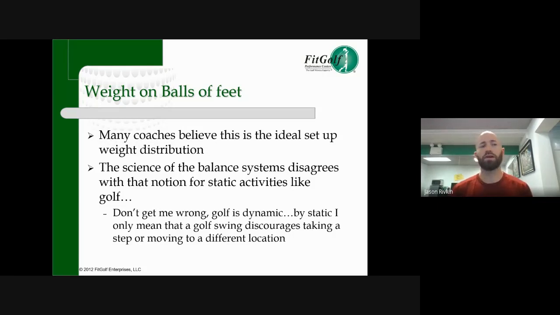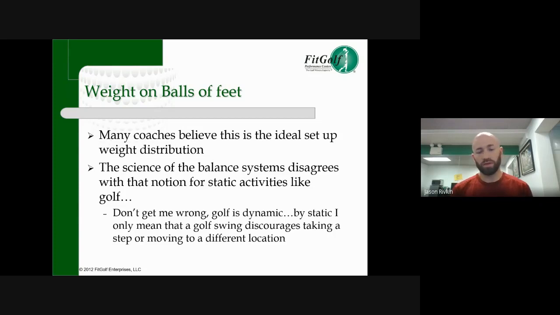But what we find is that when the weight goes through the balls of the feet in setup, or back on the heels in setup, it leads to more deviation and maybe a little less stable movement in general, right? In golf, in training, and in all different types of activity.